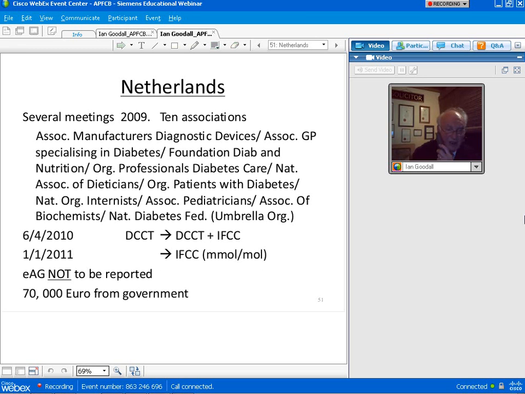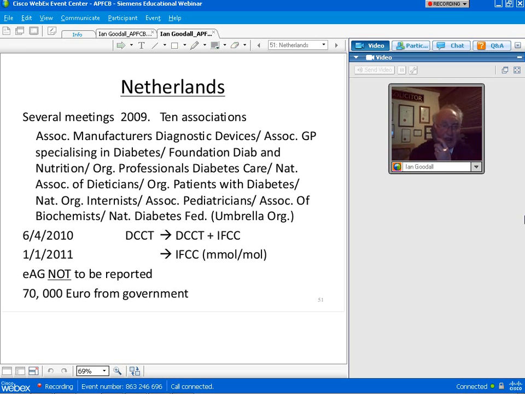Sweden has had a collaboration between clinical chemists and 5 medical associations, diabetic nurses and diabetes patients, and they went from mono-S to mono-S plus IFCC to IFCC on the 1st of the 1st this year, so they're already on full IFCC. And one of the important things was they only had dual units for 4 months, which has been the shortest one of any period.